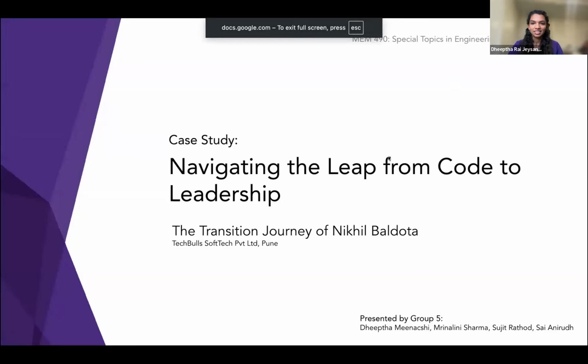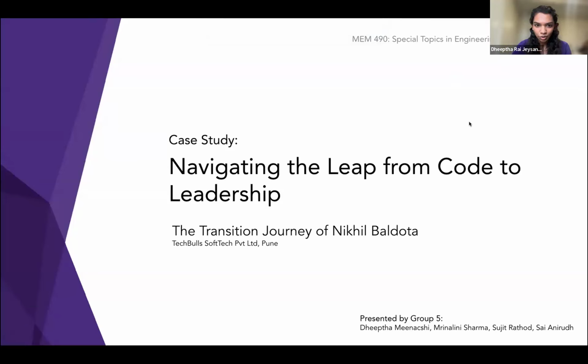Yeah, so the case study is about navigating the transition, similar to the book that Group 1 did, from being an engineer to a leader. Our case study follows the journey of Nikhil Baldota. He used to be an engineer, and then he got promoted to a manager. This is a real person from Pune, India. He works for a company called Tech Bulls Soft Tech.